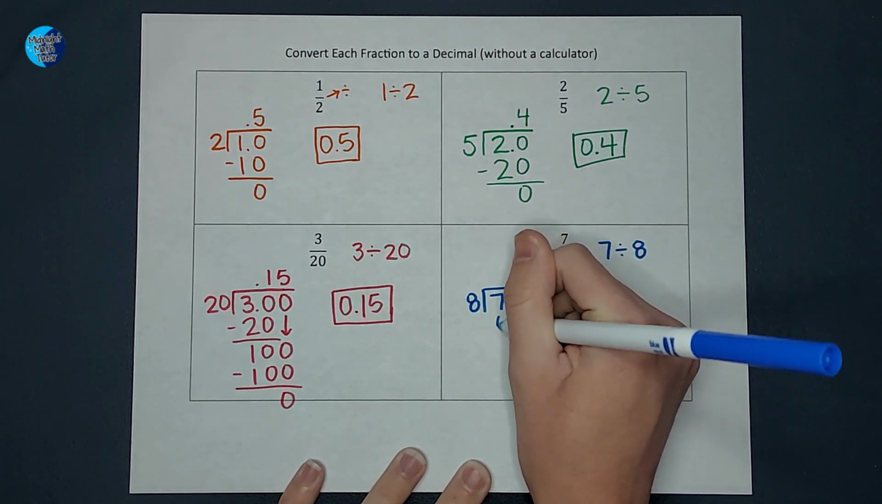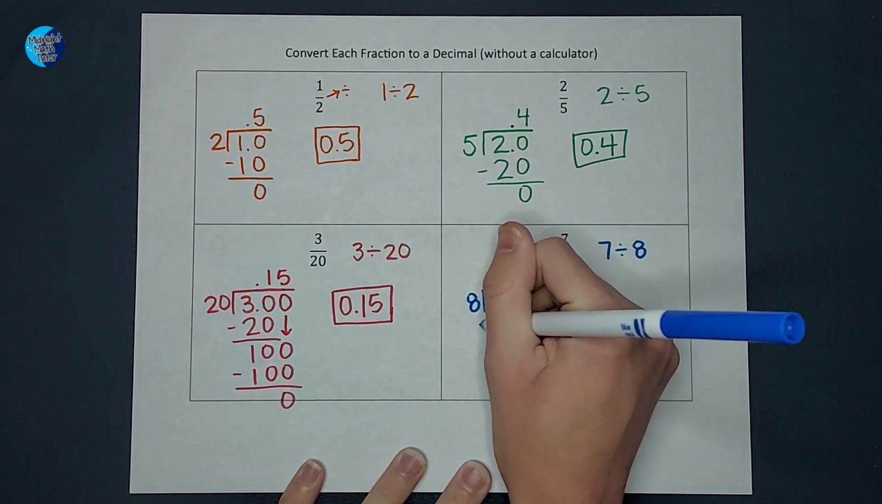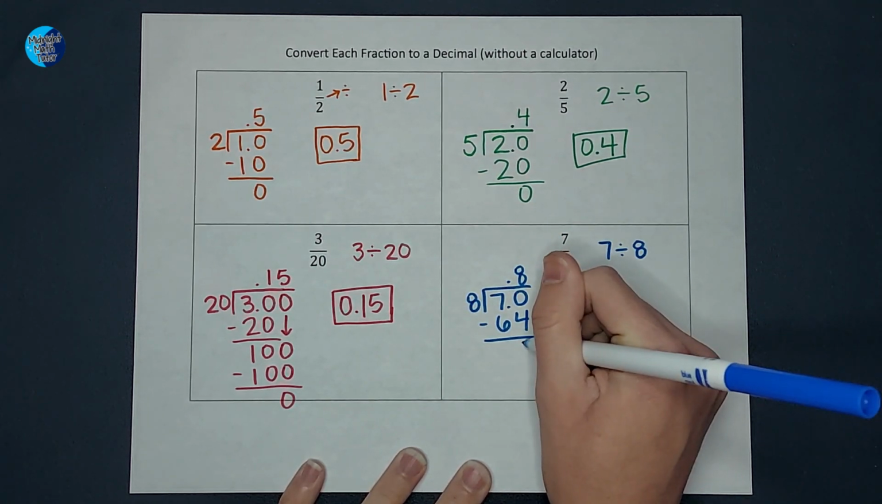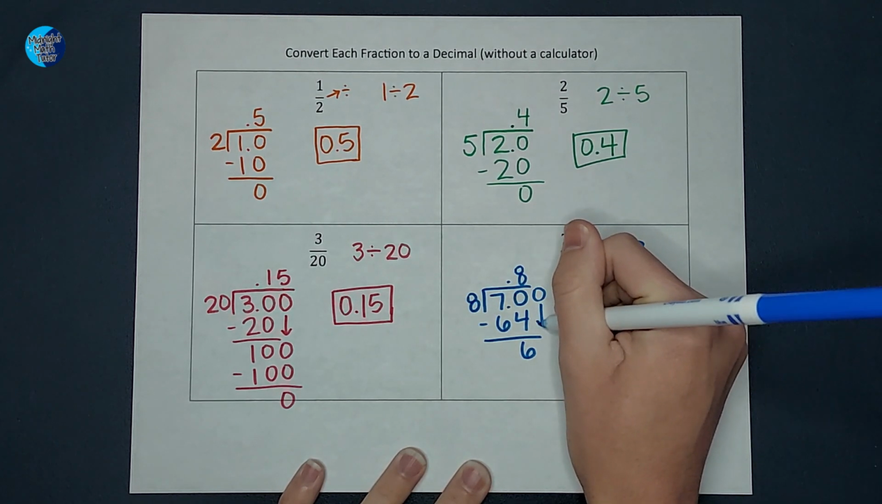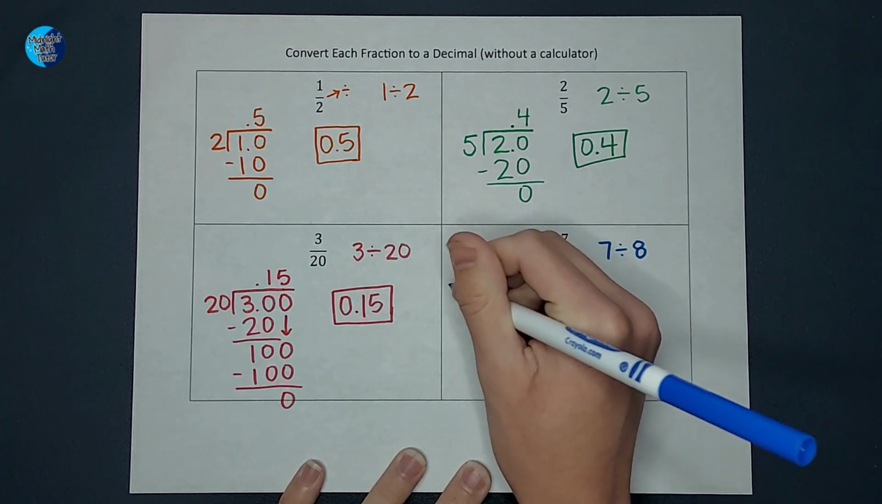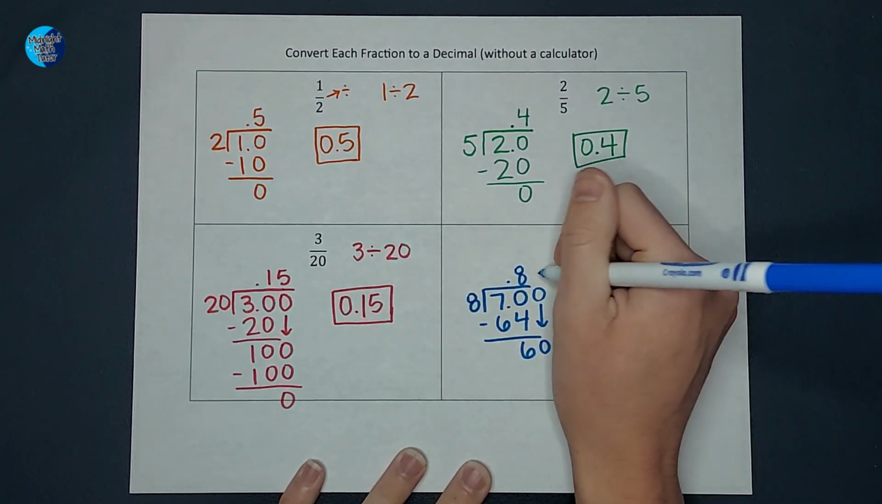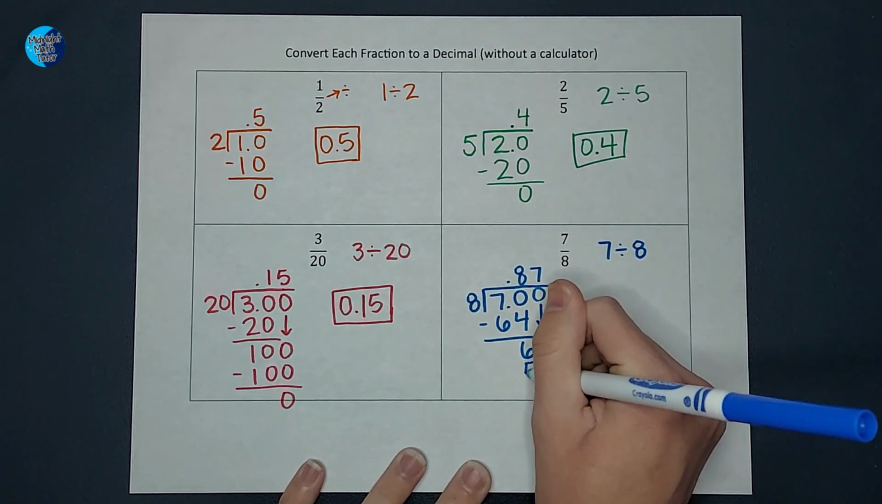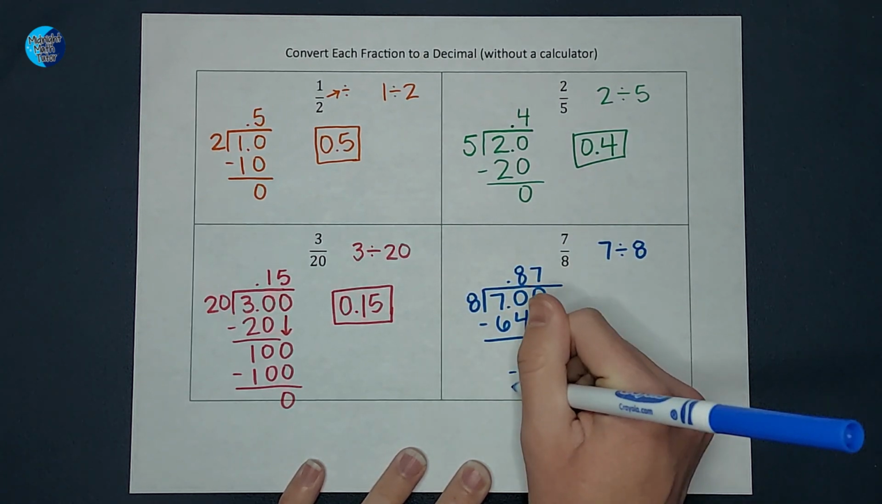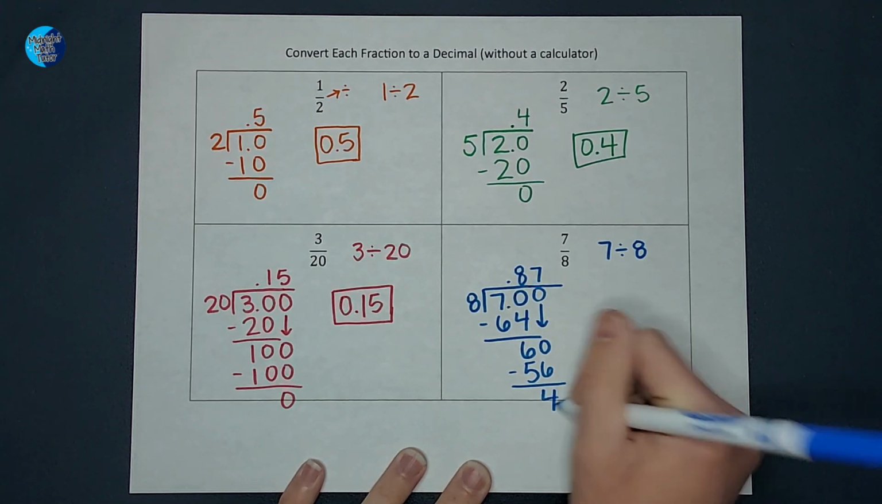8 times 8 is 64. When I subtract that, I get 6. Okay, I'm going to add another 0 here to pull it down. 8 goes into 60 7 times. 7 times 8 is 56. When I subtract that, I get 4.